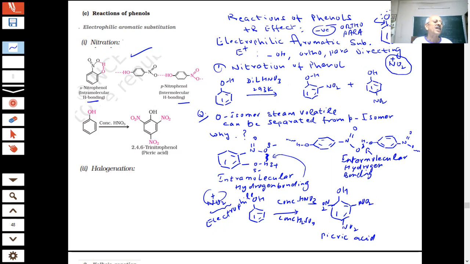Concentrated nitric acid with sulfuric acid will give 2,4,6 trinitrophenol. Dilute will give mono nitrophenols, which we have shown here. This one is steam volatile, this is not steam volatile. Which hydrogen bonding is in this one? Intra. In this, inter. Here also we showed it. We showed these products again. What forms from concentrated? 2,4,6 trinitrophenol, while dilute gives the mononitro products.